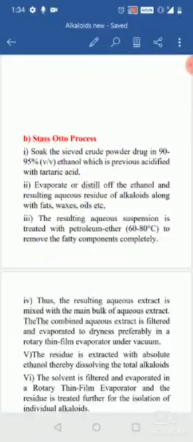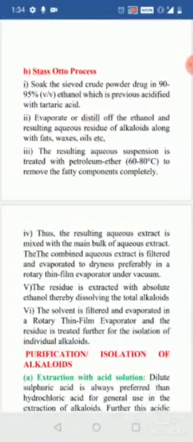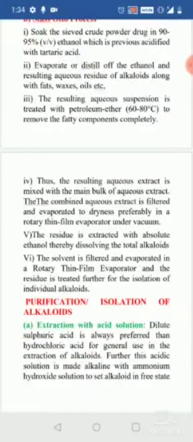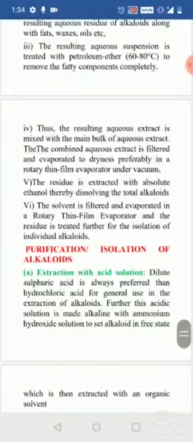So once you treat with petroleum ether, the other impurities like the wax or the oils are removed. Then you take out the aqueous layer, that is the ethanolic layer. You combine all the aqueous layers and evaporate it. After evaporating, you get the residue. That residue you again dissolve in ethanol, for further purification. Then you evaporate it again and get the residue, so that you can go with the further purification process.